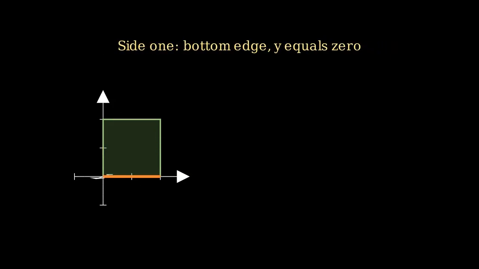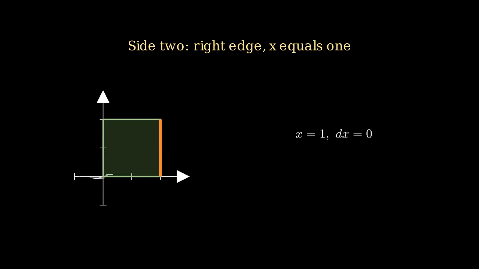Along this side, y stays at 0 and dy is 0. So the whole expression P dx plus Q dy collapses down to 0 dx. This side contributes 0 to the total. Second side, from the point (1, 0) to the point (1, 1). Along this side, x stays at 1 and dx is 0, so the expression becomes 1 times dy. Integrating dy from 0 to 1 gives us 1.